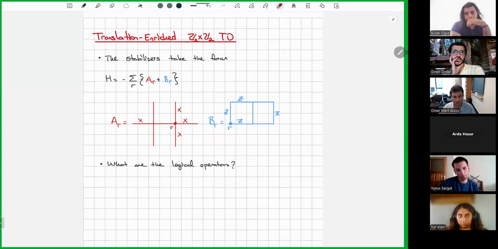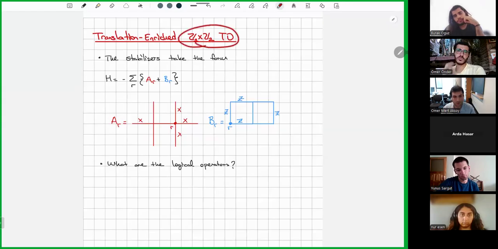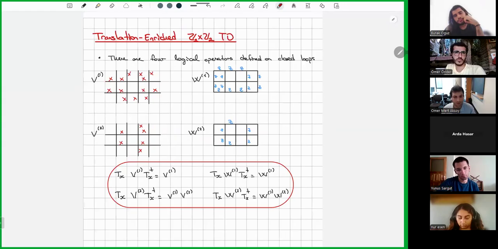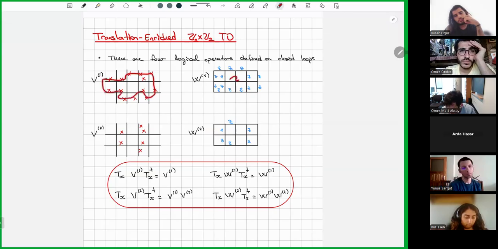What are the line operators, these E lines and M lines? Because in the end, I'm claiming that this is not toric code, this is Z2 times Z2 topological order. And there are 4 of them. So these are closed loop operators that commute with the Hamiltonian, every term in the Hamiltonian. These are for very short loops. So you can imagine something like that. And then similarly, that's some sort of M line.